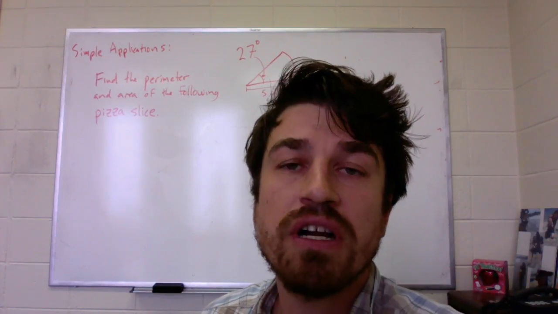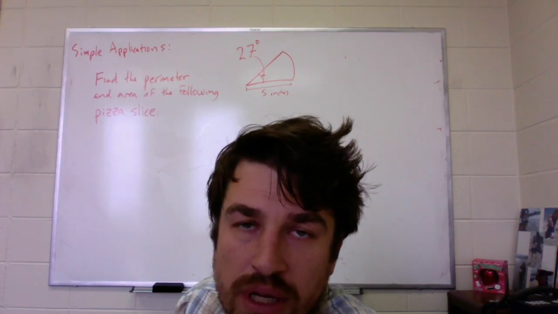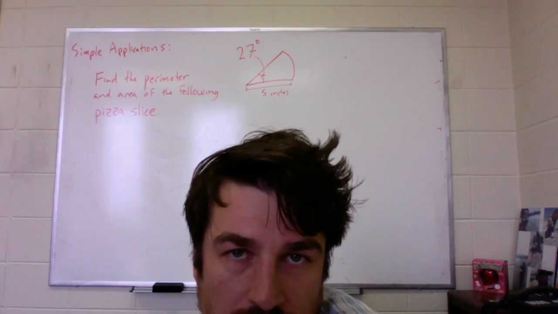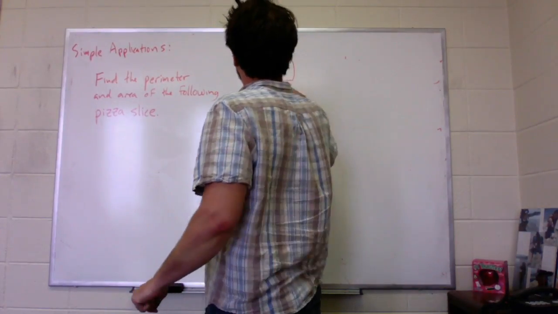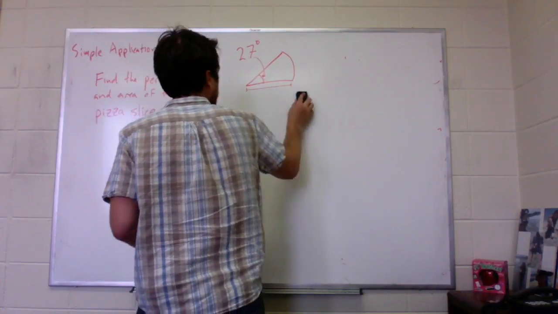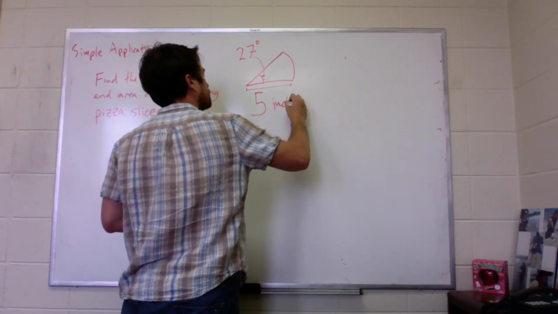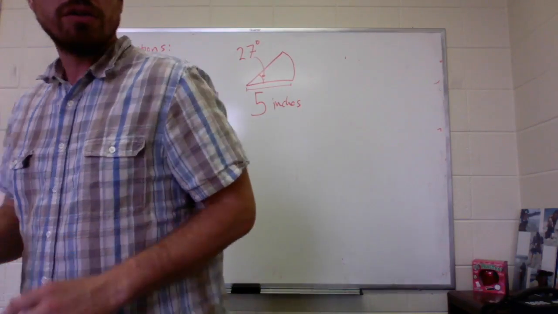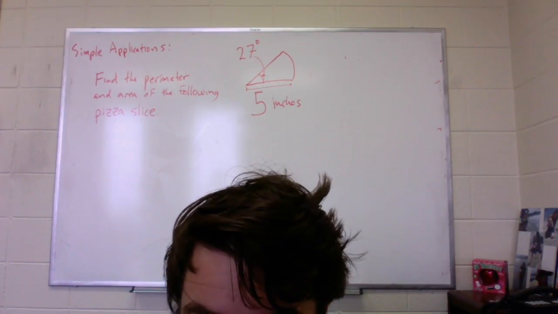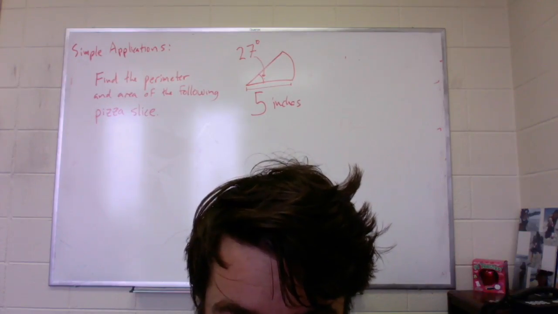Okay, so here's our first very simple application type of problem that these formulas can be used on. I've drawn a pizza slice and just pretend like it's a perfect sector of a circle. The outer edge here is part of a circle of radius 5 inches. I want you to understand that this is 5 inches. The interior angle of the pizza slice is 27 degrees. Its length is 5 inches. You are required to find the perimeter and the area of this thing.